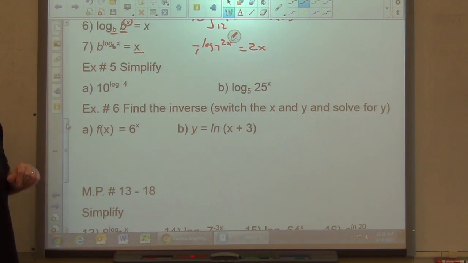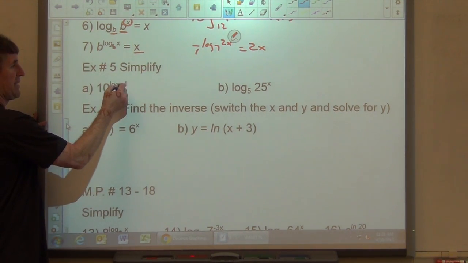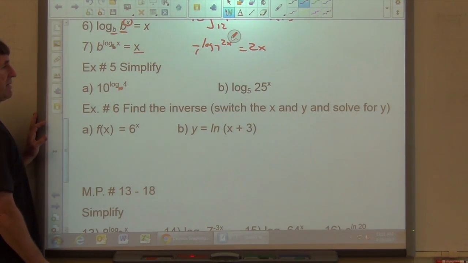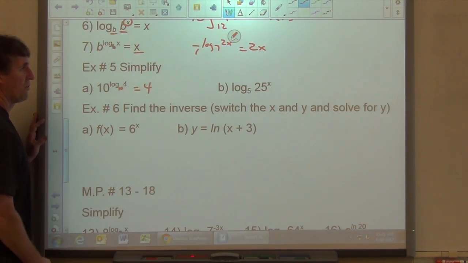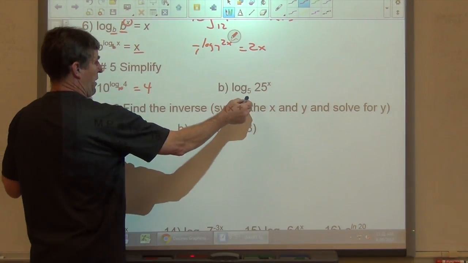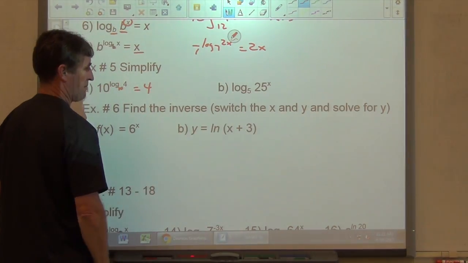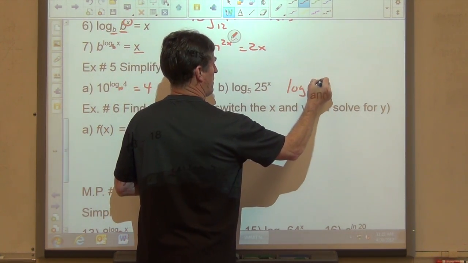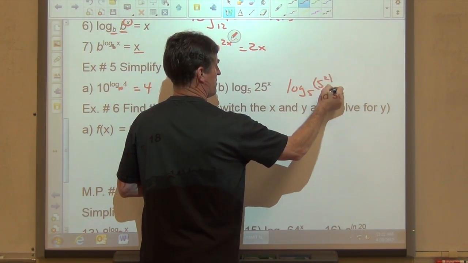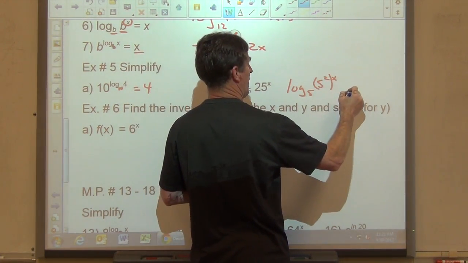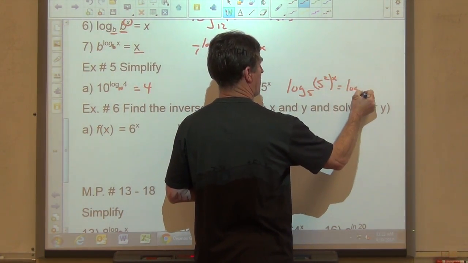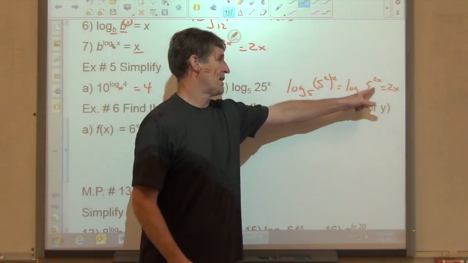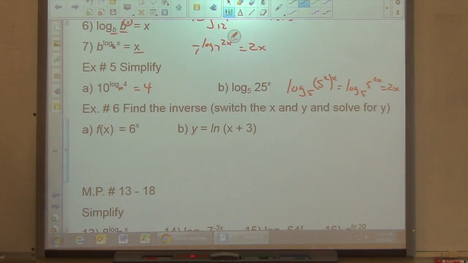10 to the log of 4. Now remember, there is no base here. But if there's no base, it's always considered to be a 10. And so these cancel each other out, and it's just 4. Now when you have something like this, the bases aren't the same. But we could convert it. That 25 can be written as 5 squared to the x. Power to a power we multiply. So that's log base 5 of 5 to the 2x. And so they now are the same, and so they cancel each other out. It's whatever that exponent is, so it would be 2x.